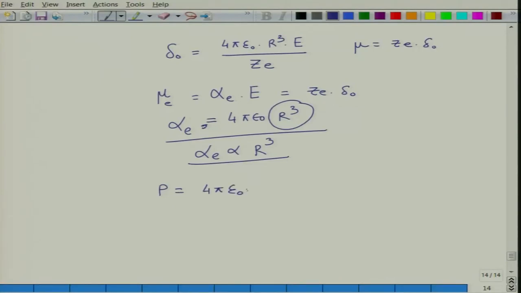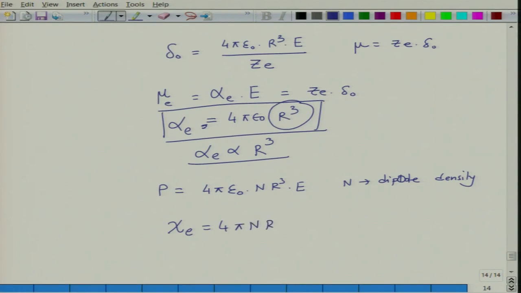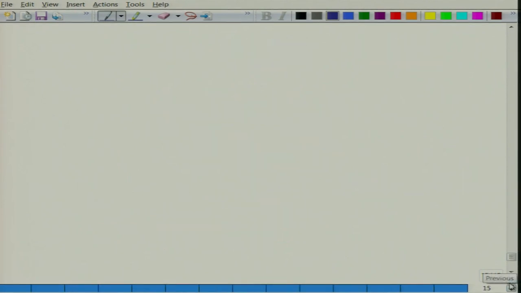And correspondingly, if you say the dipole density was n, then p will be equal to 4 pi epsilon naught into n into R cube into E, where n is the dipole density, which is the number of dipoles per unit volume. So basically, alpha E is 4 pi epsilon naught R cube. You can also determine chi E, which is 4 pi n into R cube. So the bigger the atom is, the higher the polarizability of an atom is. This is the take home message from this.